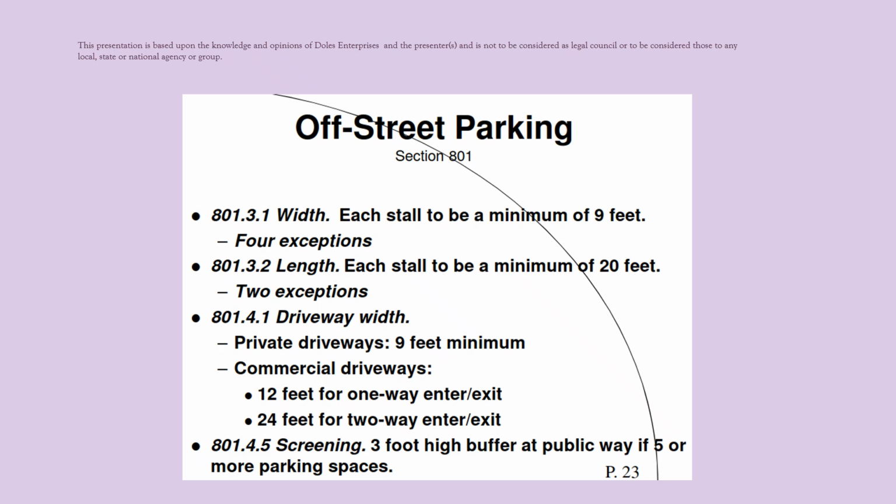Off-street parking width shall be a minimum of 9 feet with a few exceptions, length 20 feet. And there are screening requirements for off-street parking when you have 5 or more parking spaces. Additionally, it should be noted that accessible parking spaces and passenger loading zones shall be provided in accordance with the building code. Passenger loading zones shall be designed and constructed in accordance with ICC A117.1.